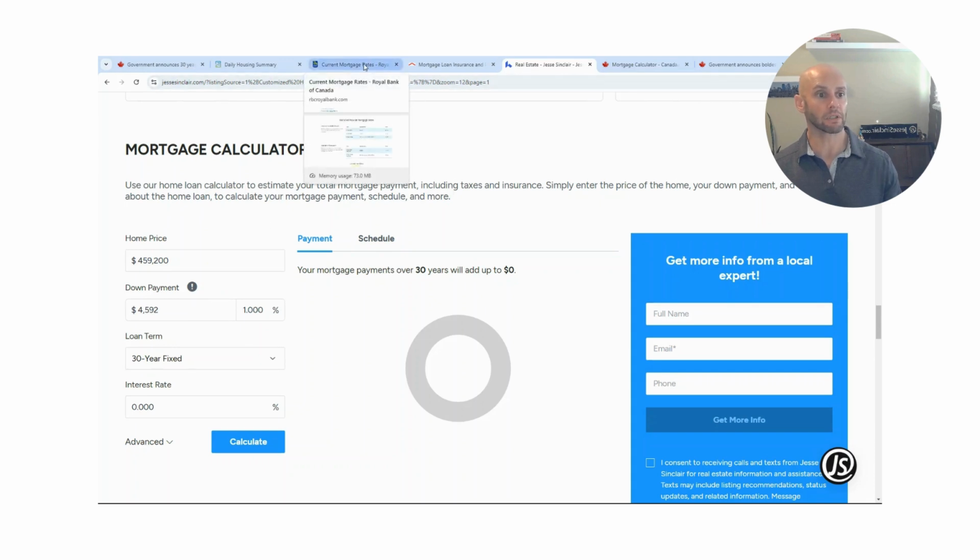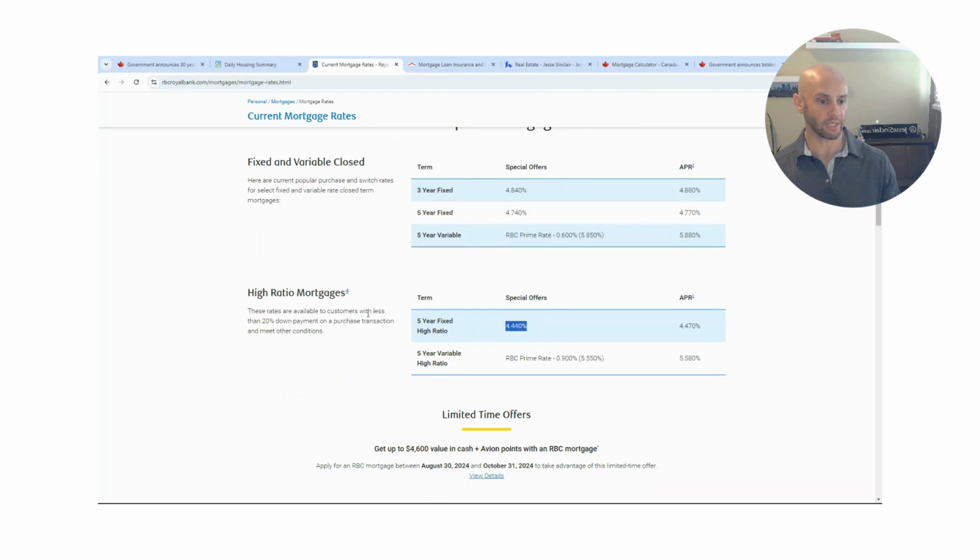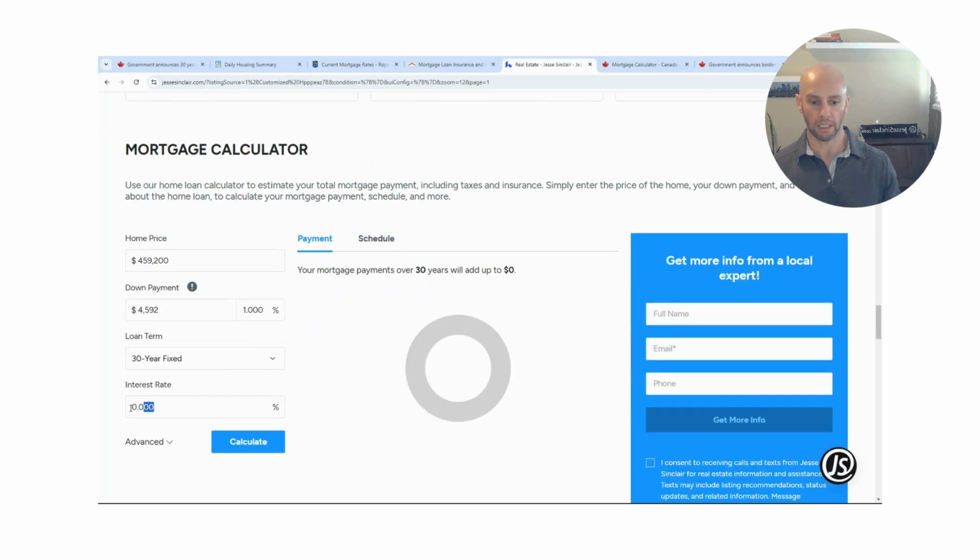Now we're going to pop over to RBC, Royal Bank's website, and look at the 5-year fixed rate for a high ratio mortgage, because you do get a little bit better mortgage interest rate when it is high ratio. 4.44, that's the number we're going to use. We're plugging it in here, and drum roll, please. I'm going to calculate, and let's see.